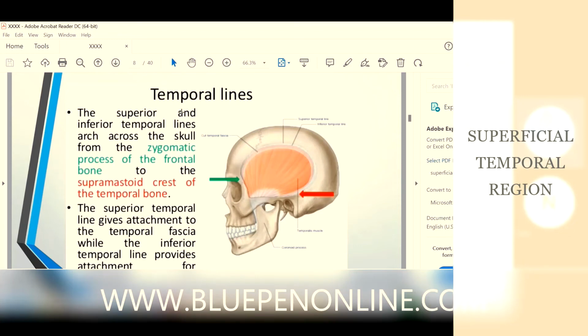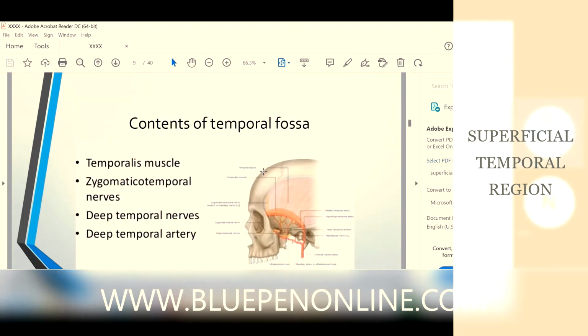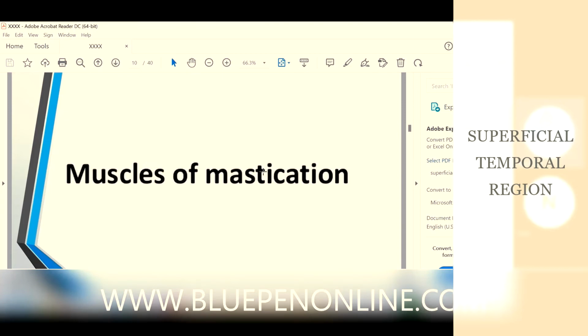Okay, so next about the temporal line. As you've already studied, there are two temporal lines, superior and inferior temporal line, which cross the skull from the zygomatic process of the frontal bone to the supramastoid crest of the temporal bone. The superior temporal line gives attachment to the temporal fascia. The inferior one gives attachment to the temporalis muscle. Okay. Then what are the contents of this temporal fossa? Temporalis muscle, zygomatico-temporal nerves, deep temporal nerves, deep temporal artery.